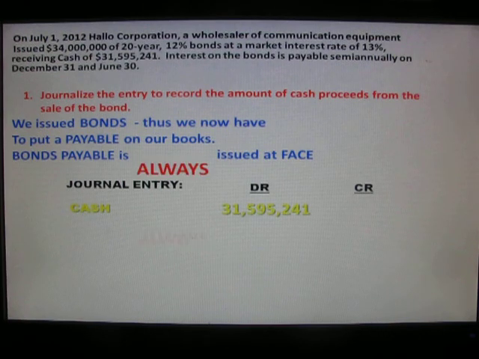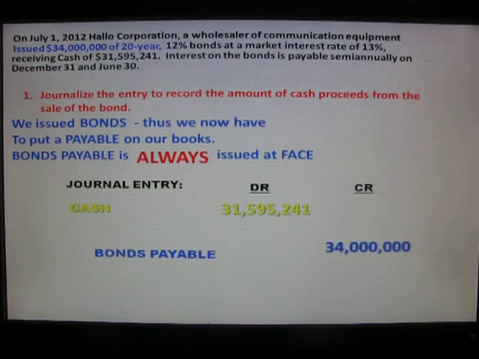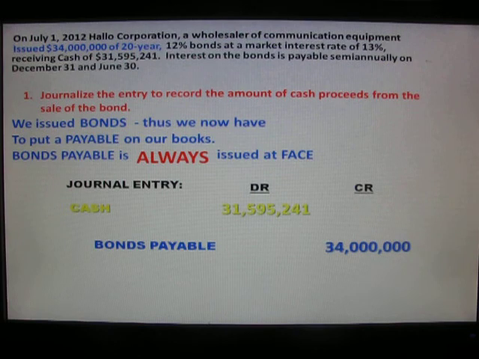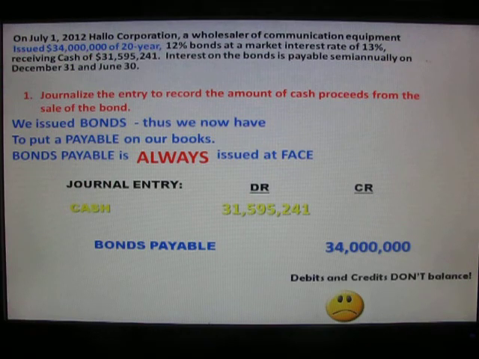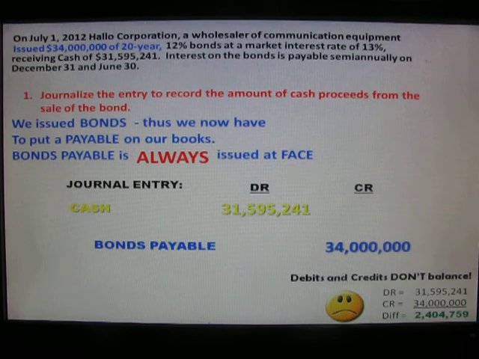Bonds payable is always, always, always recorded at the face. So build that part of your journal entry. We know we're putting a bonds payable, which is a liability, on our books for the face amount. Do you see the face amount is the $34 million, which is different from our cash. So what's wrong? Oh, our debits and credits don't balance. That makes us sad.